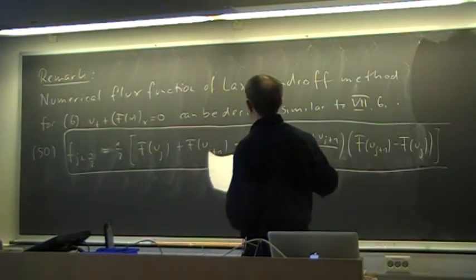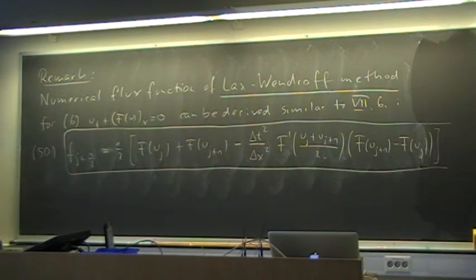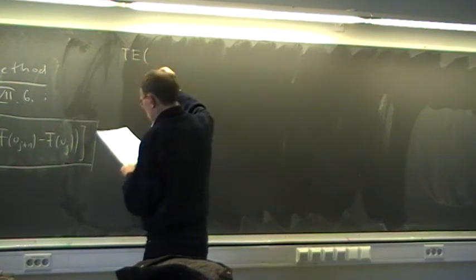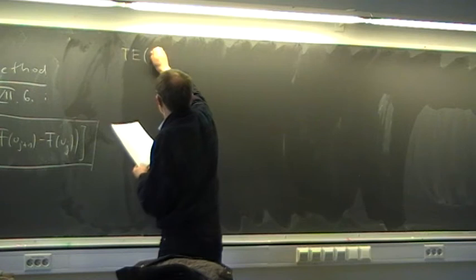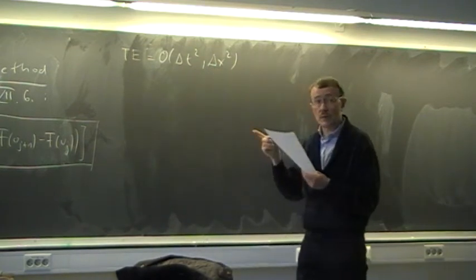So that is then the flux function of the Lax-Wendroff method. That method is second order accurate. So the truncation error is of order delta t squared and delta x squared. So it means second order in time and space.